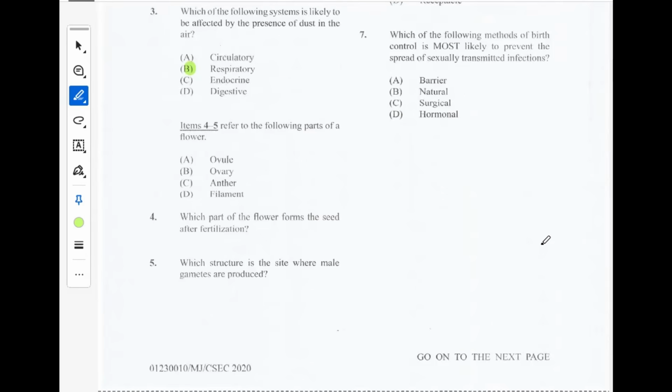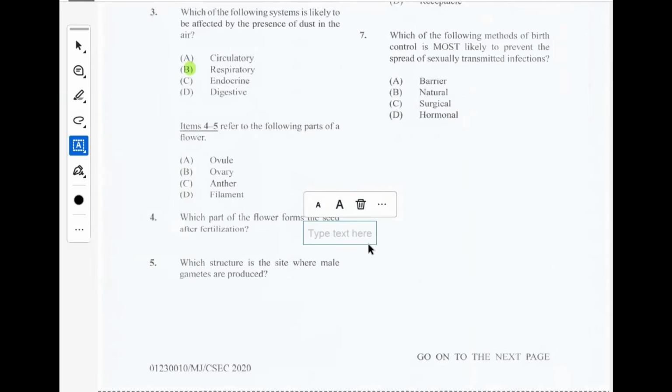Question 4 and 5 refer to the following parts of the flower. We have A, ovule, B, ovary, C, anther, D, filament. Question 4. Which part of the flower forms the seed after fertilization? So we know we are looking at A, the ovule. So I will just type in A for you.